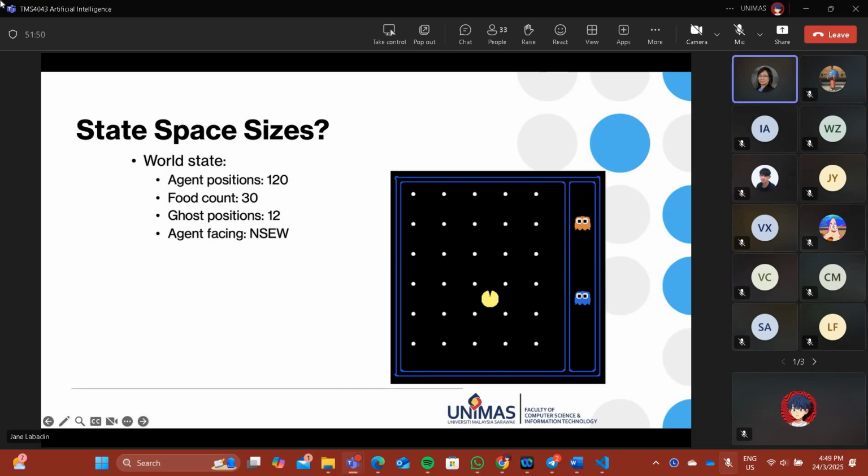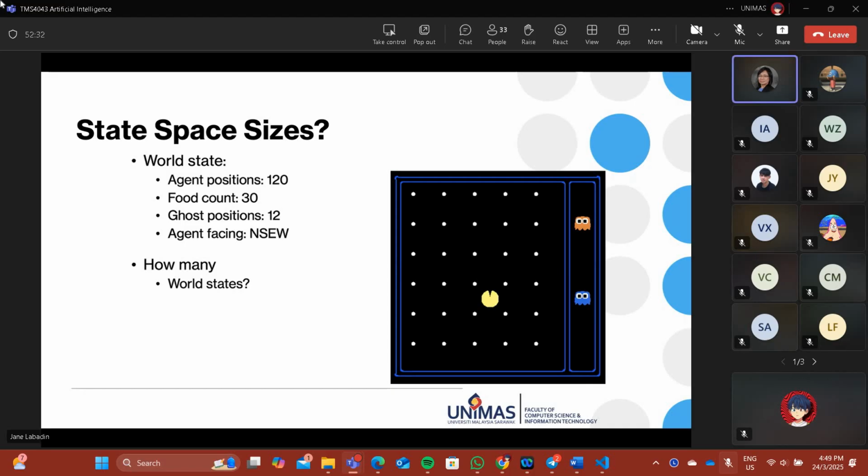Then the food count is the dots, and the ghost positions. So here you have the ghosts. There are 2 of them, and they are moving vertically up and down. You notice there are 6 positions this way also. And because there are 2 of them, 6 times 2 is 12. And the agent facing 4 ways. So that is the whole world state. It can be in any of those states.